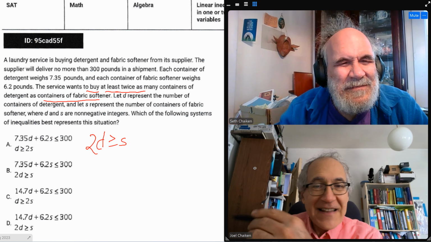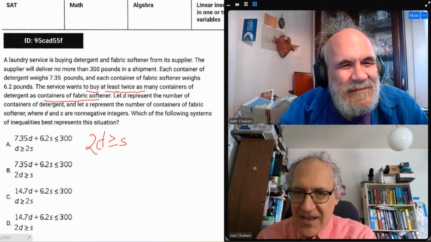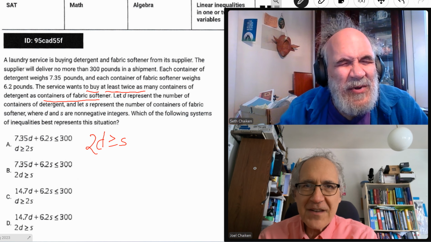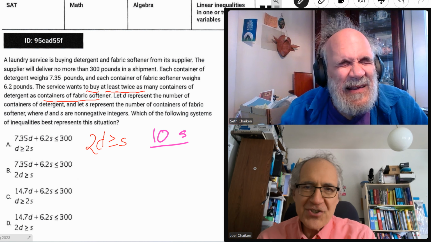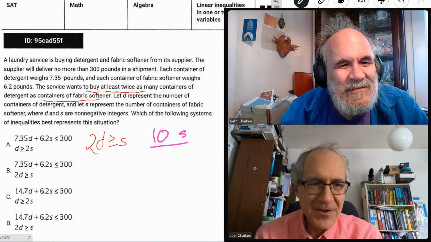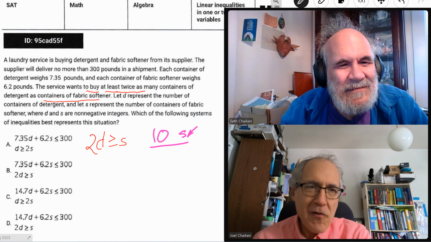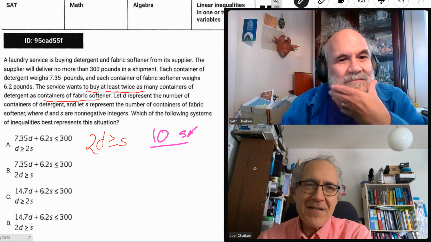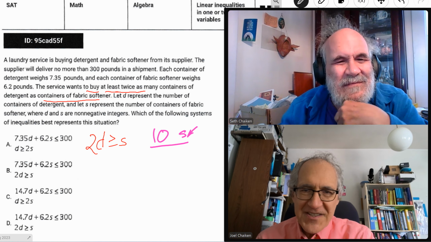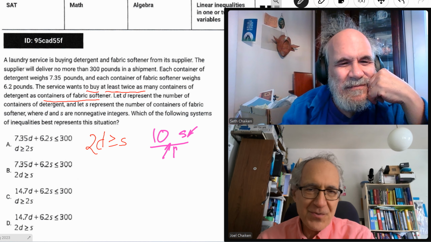So what I like to do is go old school: make up some numbers. If I have 10 containers of fabric softener, without writing any equation, how many containers of detergent do I need if it's equality, assuming it's 2 times, not greater than 2 times? Twice as many containers of detergent. How many do I need?